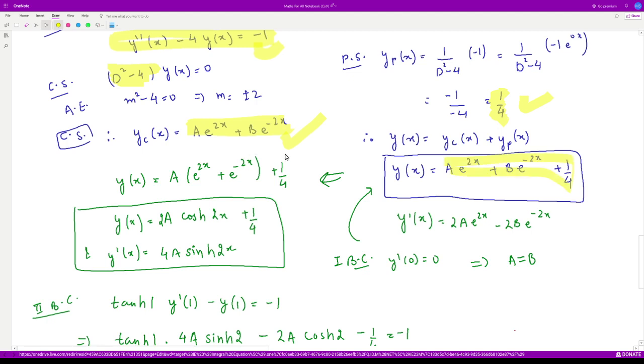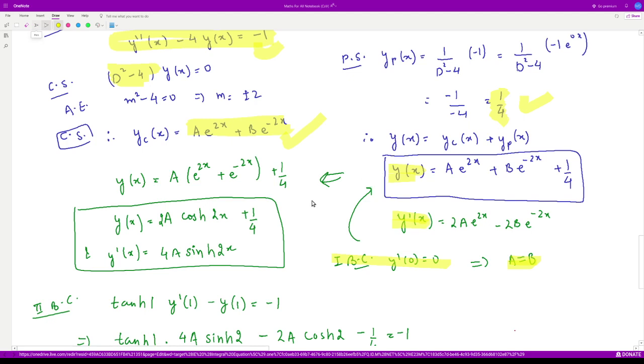Now we need to calculate the value of these constants a and b. Firstly, let me calculate the derivative of y. It would be 2a e to the power 2x minus 2b e to the power minus 2x. The first boundary condition, y dash of 0 is equal to 0, gives a is equal to b.